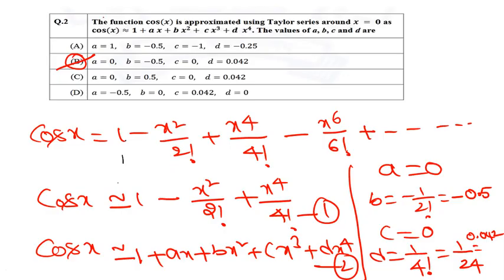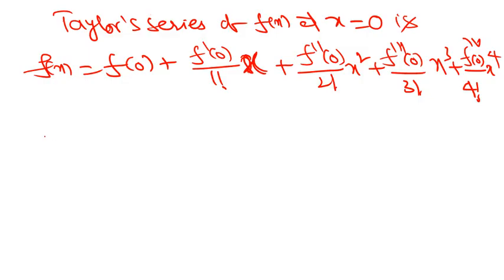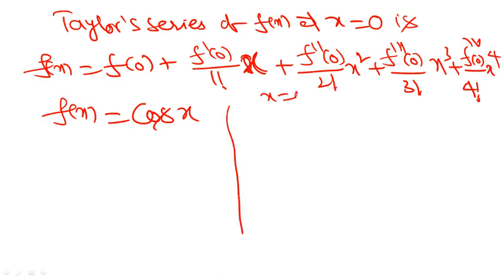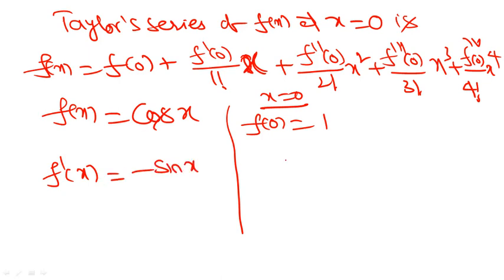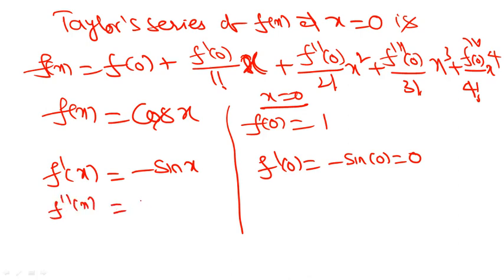Given f of x is cos x. At x equal to 0, f of 0 is cos 0, which is 1. f dash of x, the derivative of cos x, is minus sin x, so f dash of 0 is minus sin 0, which is 0. f double dash of x is minus cos x, so f double dash of 0 is minus cos 0, which is minus 1.